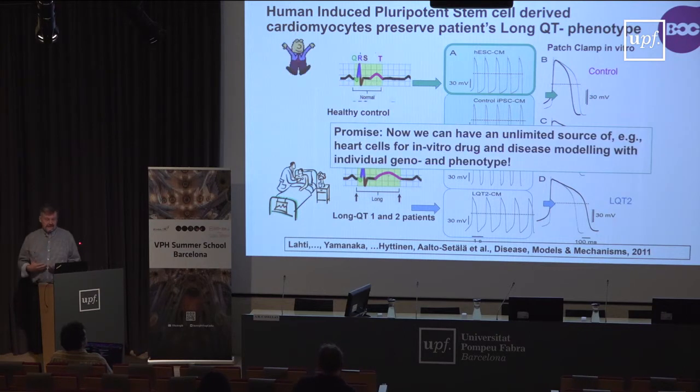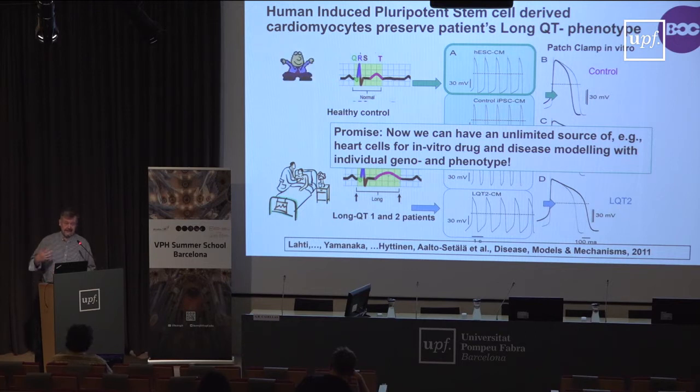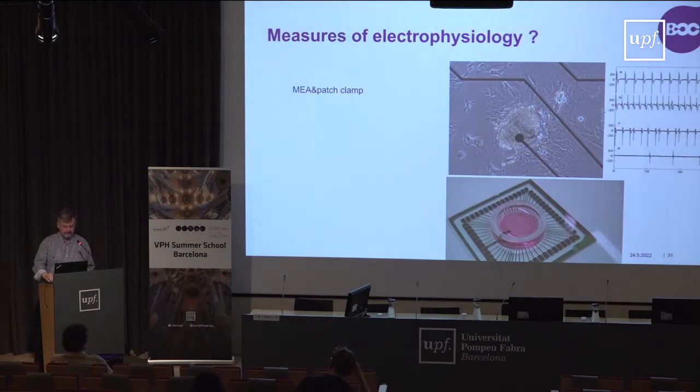But of course, the idea is that we have an unlimited source of cells, because we can renew these iPS, and we can generate a lot of new cells, whether it's patient cells or healthy or different genes, an individual with a different genotype. And hopefully we can have the phenotypes as well in vitro.